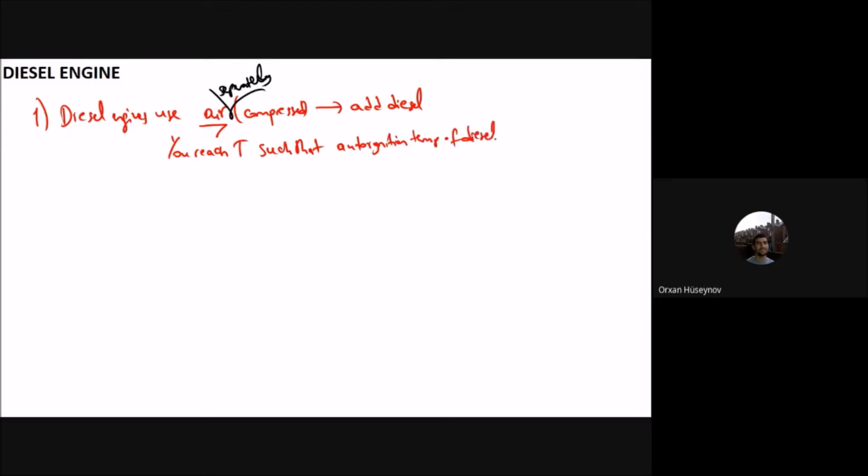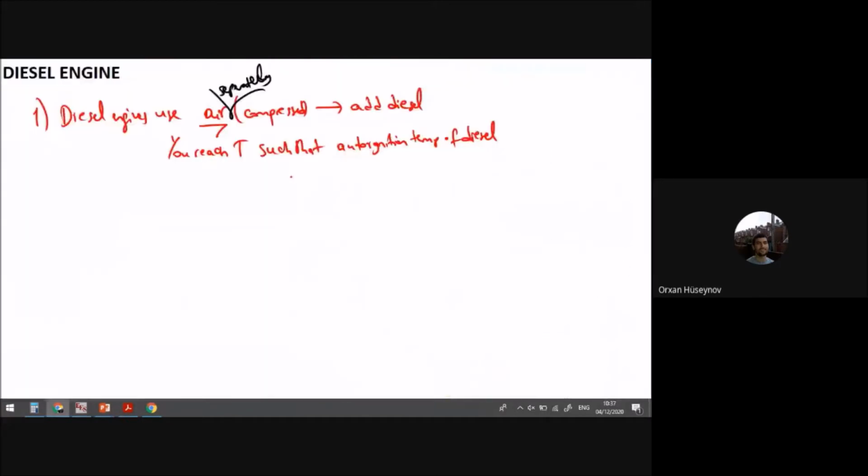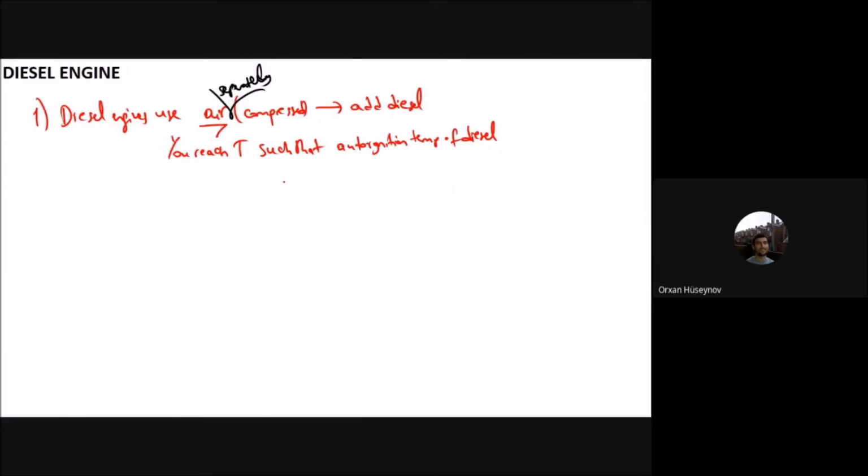And then when you add the diesel, you are not adding it in liquid form, but as sprays. Since it is at auto ignition temperature, the diesel will burn, and you have the combustion stage as well as the power stage. This is the main important difference between the diesel engines and the petrol engines.